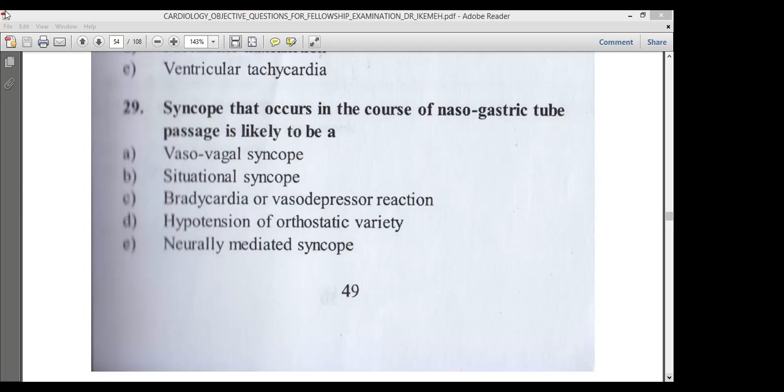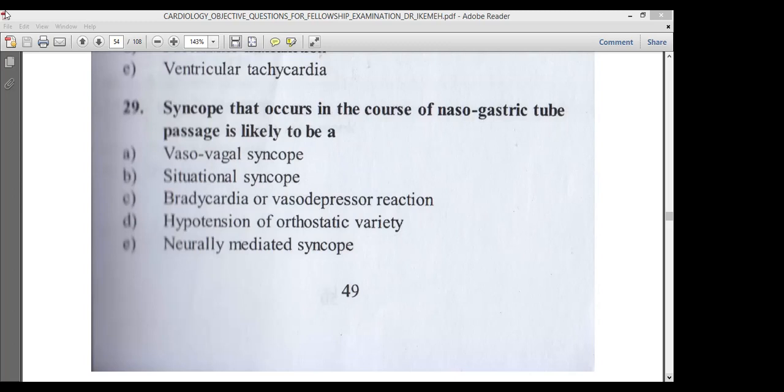The point I'm trying to make is that all of them, even this one you read now, the nasocardiac reflex, will also lead to bradycardia, because that's how neurally mediated syncopes work. They will all cause bradycardia and this vasodepressor reaction.